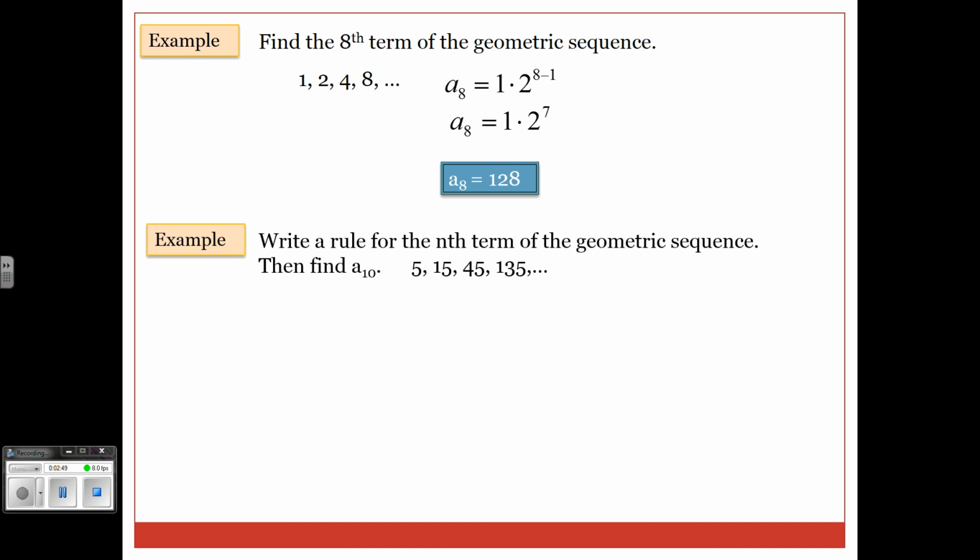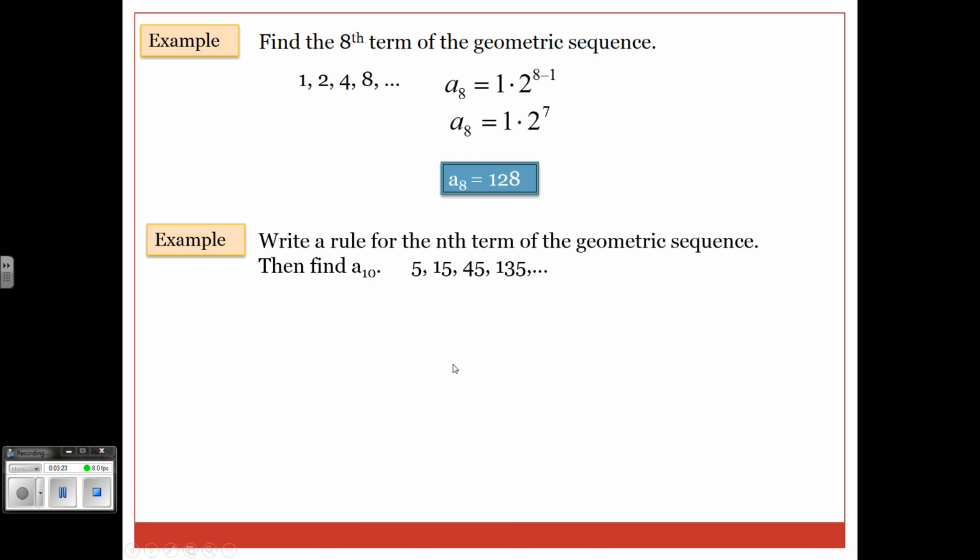All right, here, let's try another one. It says to write a rule for the nth term of the geometric sequence. Then find a sub 10. All right. So using that formula, we're going to need to know what the first term is, which we can see is 5. We need to know what the common ratio is, which you're going to need to figure out. And we're going to need n, right, to figure out the 10th term.